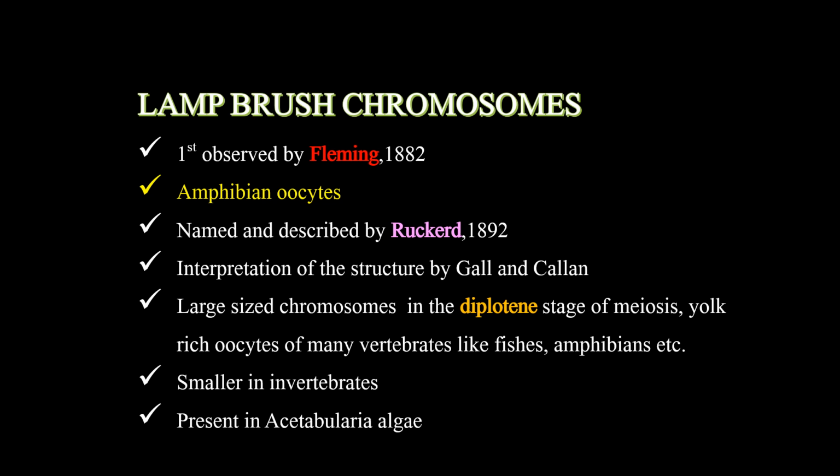These were first observed by Fleming in 1882 in the salamander oocytes, but they were named and described by Ruckert in 1892. The structural interpretation was carried out by Gall and Callan. So these are large-sized chromosomes which are usually seen in the diplotene stage of meiosis in the yolk-rich oocytes of many vertebrates like fishes, amphibians, etc., and in some other small invertebrates also. Regarding the size, in invertebrates, the Lamb-Brush chromosomes are smaller compared to the vertebrate Lamb-Brush chromosomes. And also it is present in a single cell algae called Acetabularia.